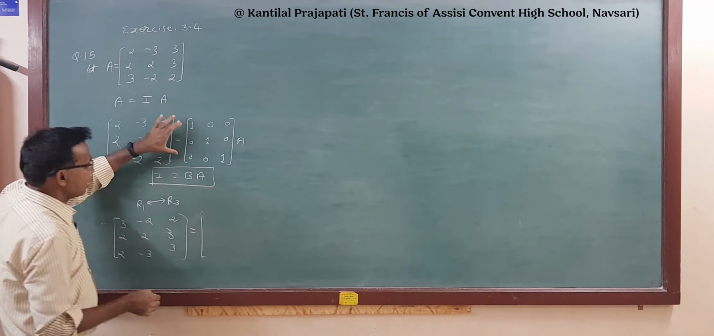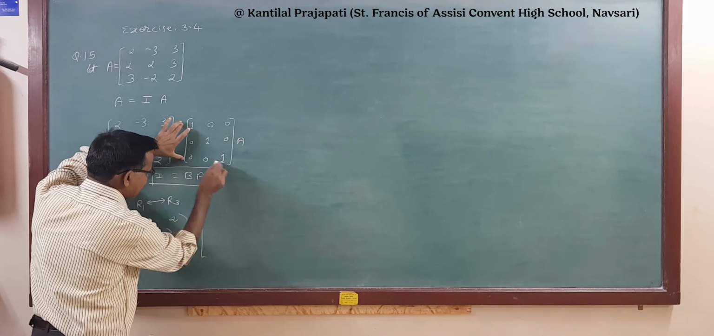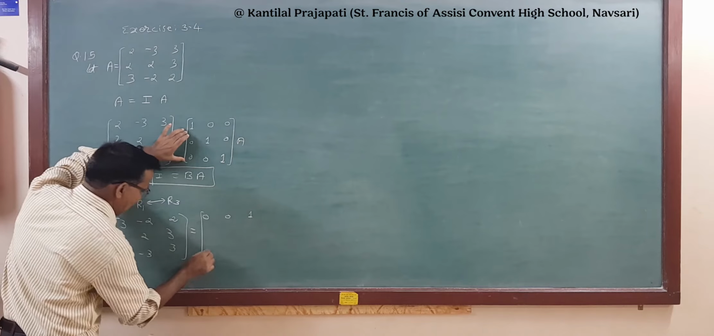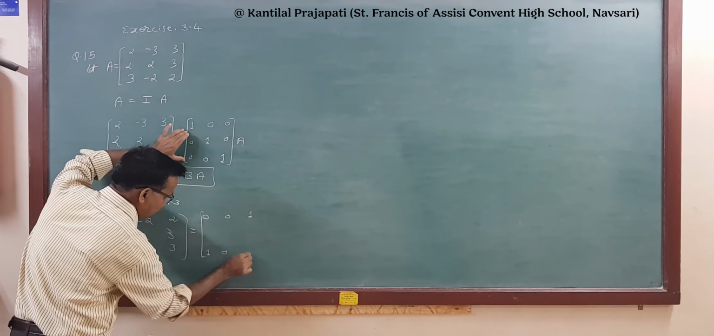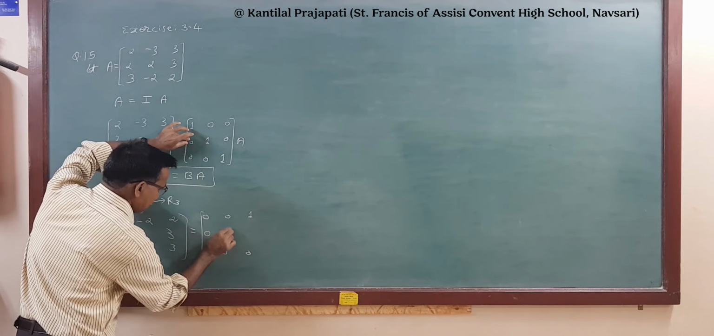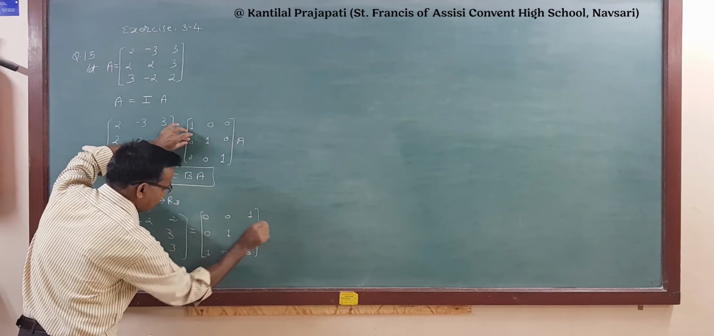So here, the same elementary operation we have to apply. Now, what will the first row be here? That is the third row of this matrix, 0, 0, 1. And the last row will be the first row of this matrix here. And the second row is as it is, 0, 1, 0 into 8.